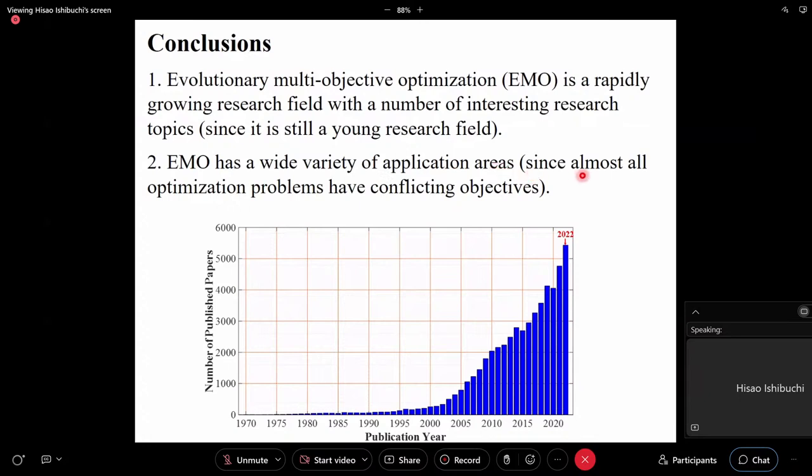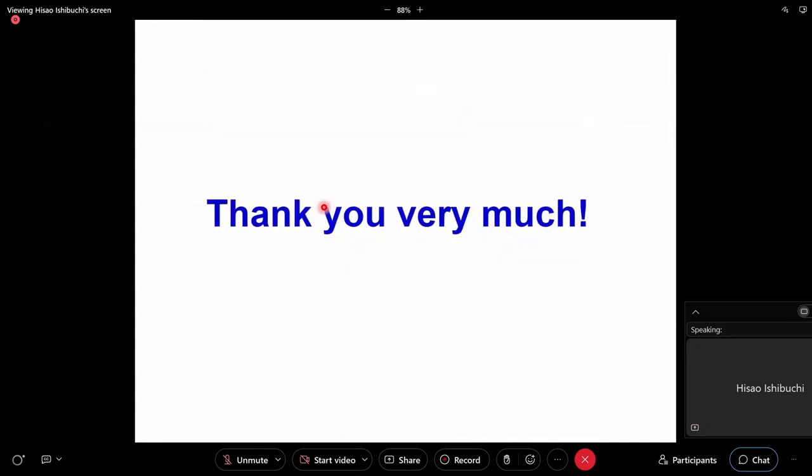This is because almost all optimization problems have conflicting objectives. Even if you are using a single objective algorithm, your problem may have more than one objective, at least two conflicting objectives. Okay, that's all my presentation.